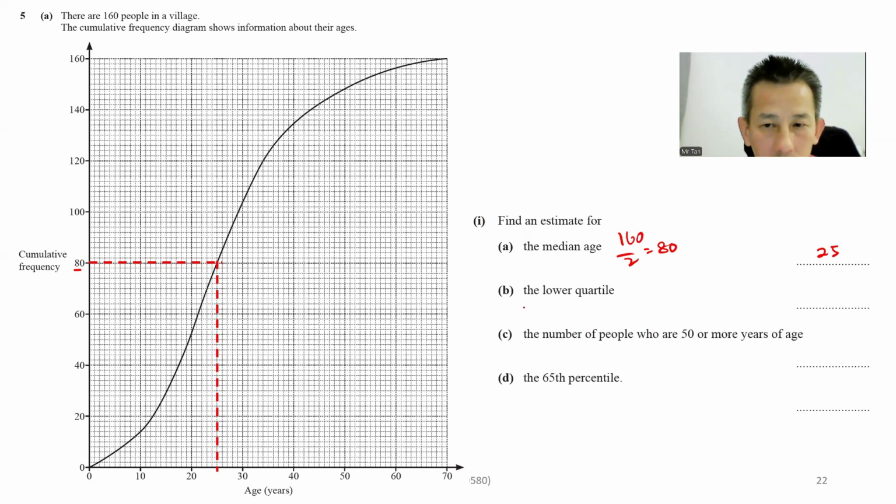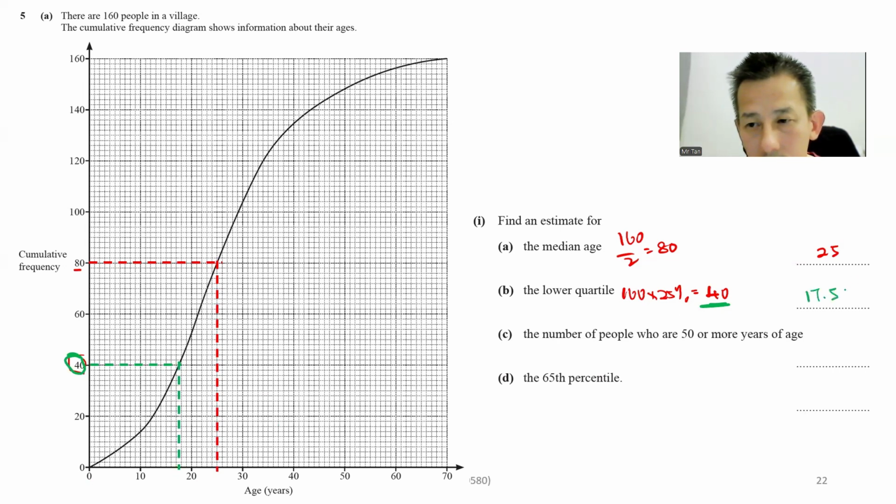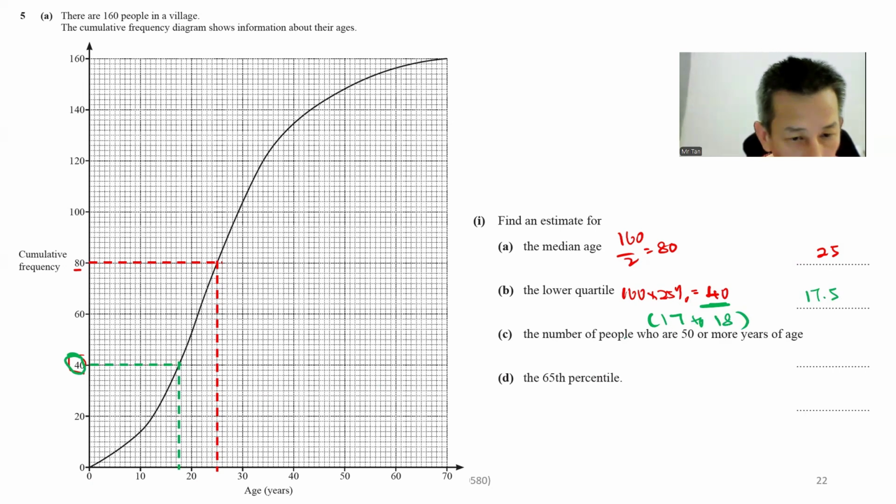And then the lower quartile. Take the 160, you times the 25%. That should equal 40. So here, change color, green. So this is 40. You calculate. You should get 17.5. Your answer should be between 17 and 18. It cannot be more than that. It can be 17, it can be 18. In this case I take 17.5.